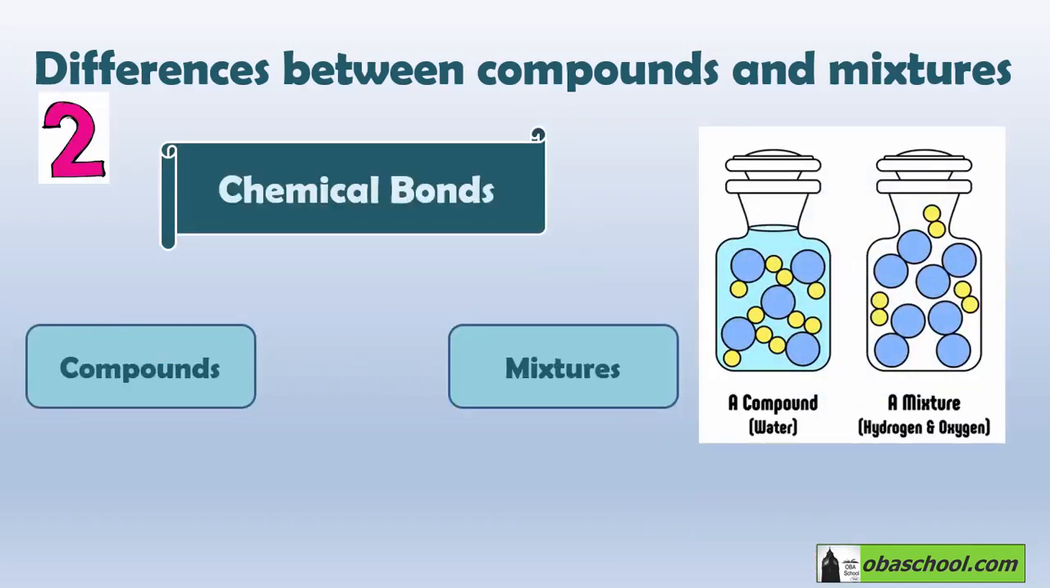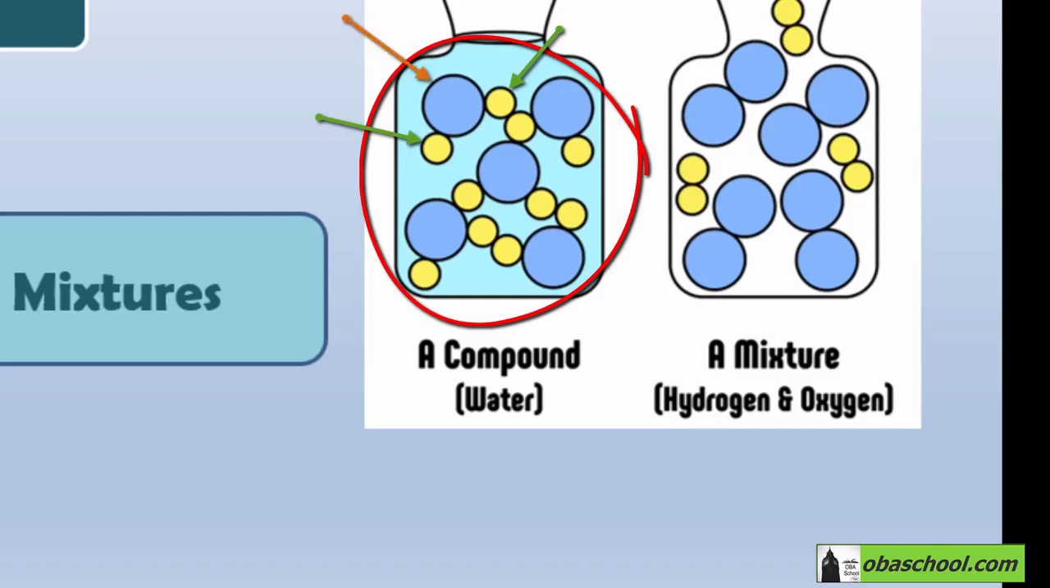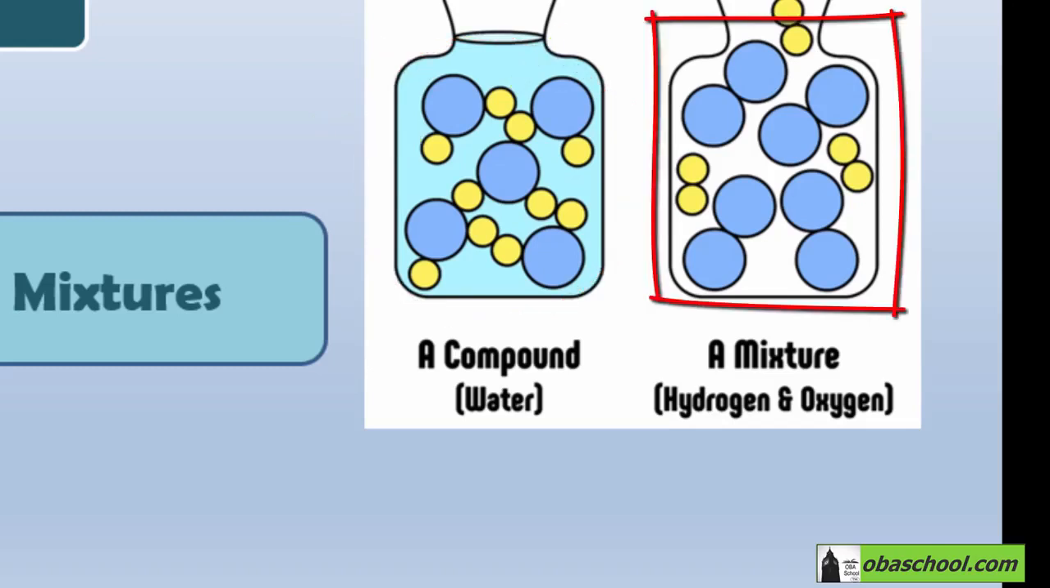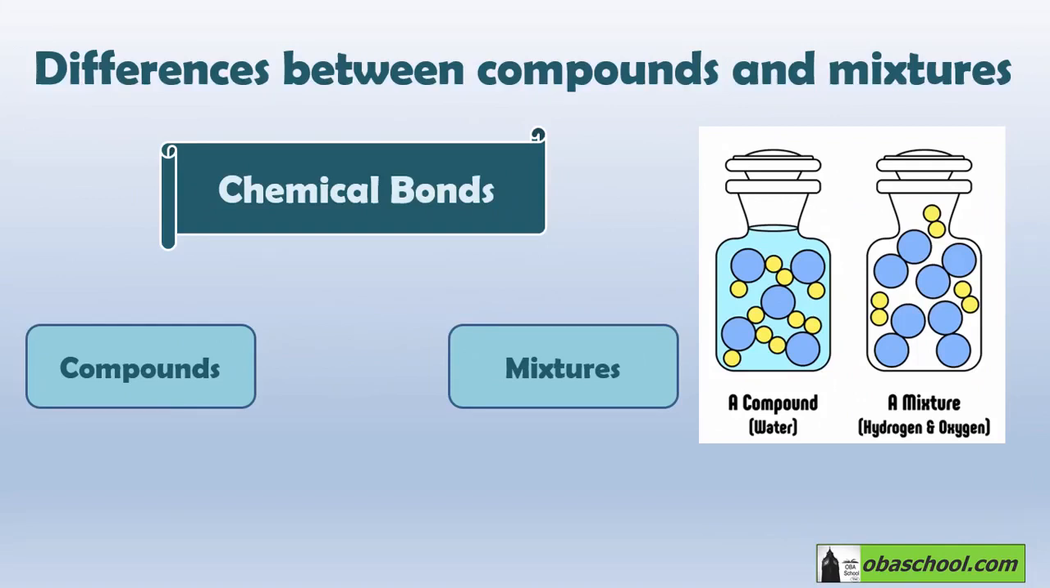Another difference is in the chemical bonds. As you can see, compounds have chemical bonds between their elements, while a mixture doesn't have a chemical bond. Examine carefully the figure. You will see, as we have seen before, that atoms of different elements are bonded together in a compound with chemical bonds. So as you can see here, these yellow atoms are bonded to the blue atoms. On the other hand, in the mixture, they are only mixed together. However, they are not chemically bonded. Each molecule is alone, so it's clear that we don't have any chemical bond between the blue molecules and the yellow molecules.